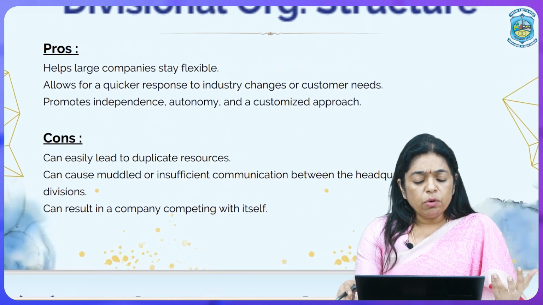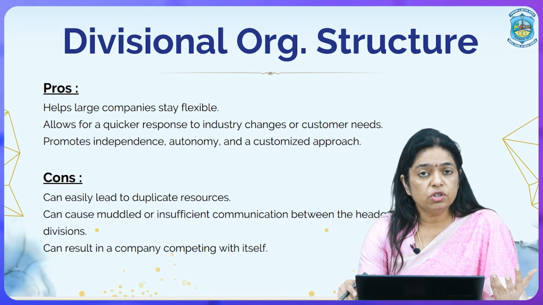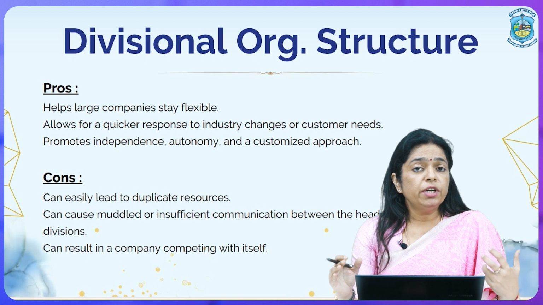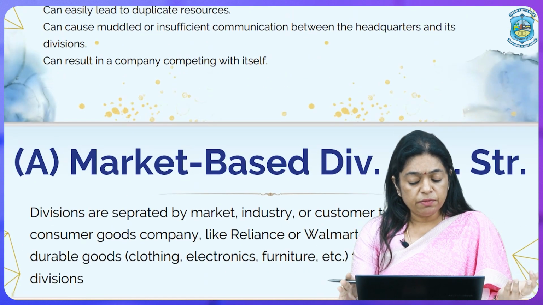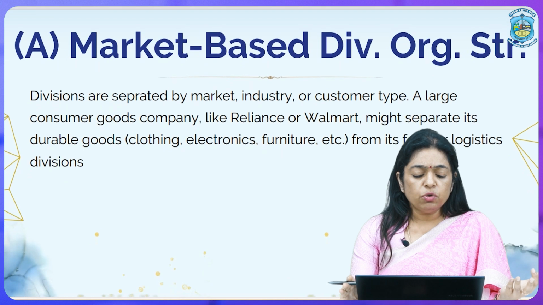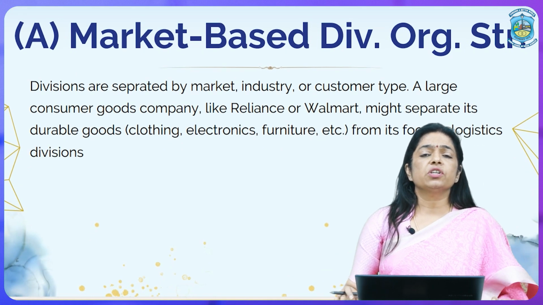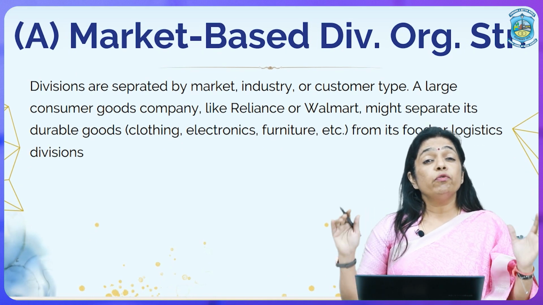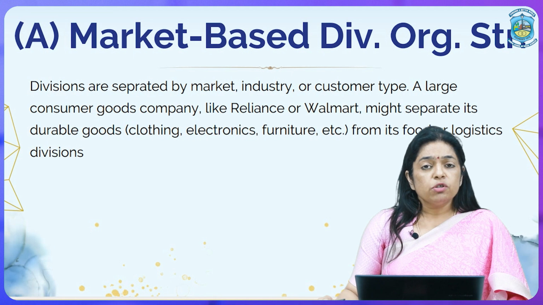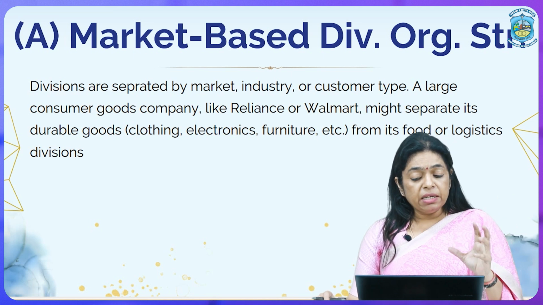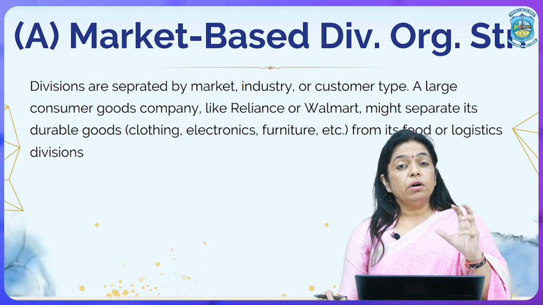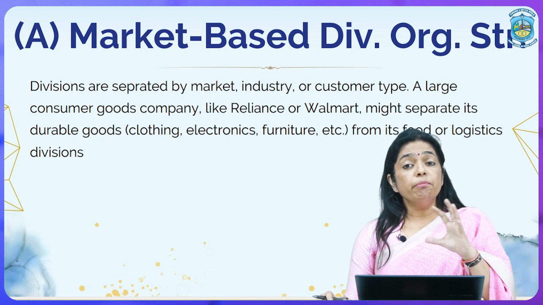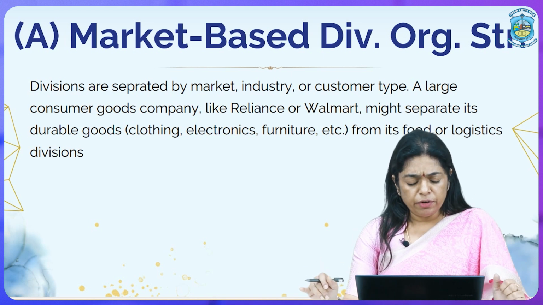When we talk about the divisional organizational structure, there may be different types. First is the market-based divisional organization structure. As I told you, this type of organization structure is basically suitable for very large companies. So they may have a market-based divisional organization structure where, in order to sell their products, they may have markets established at different places.